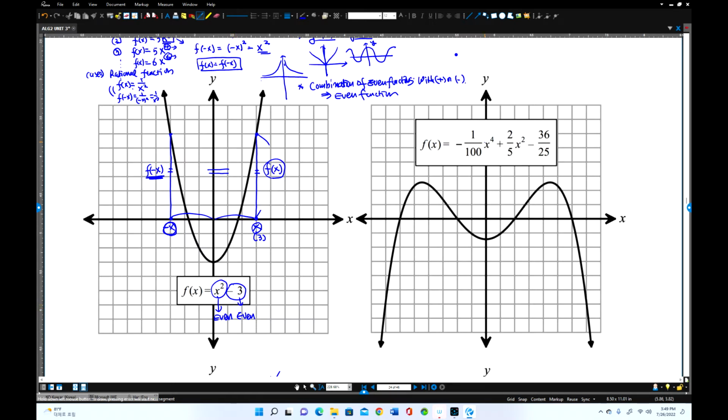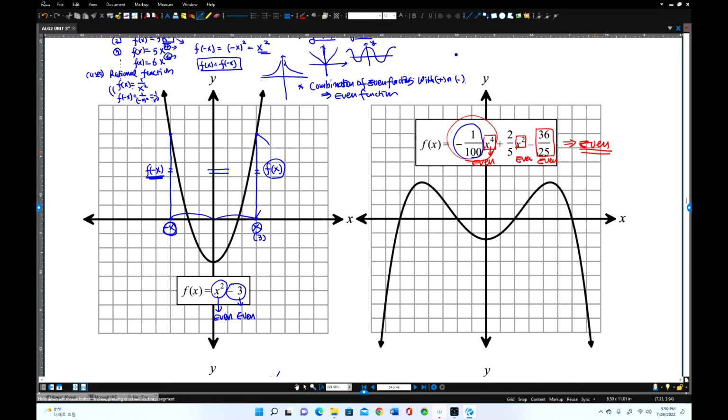Take a look at the next one up here. The coefficient doesn't affect anything. This coefficient 1/100 makes the graph what? A compression, wider. That's a scale factor. We just need the variable terms with exponents. This one has exponent 4, which is even, so this one is even. The first term is even. This is even. A constant is always even. A combination with addition and subtraction is still even all together.